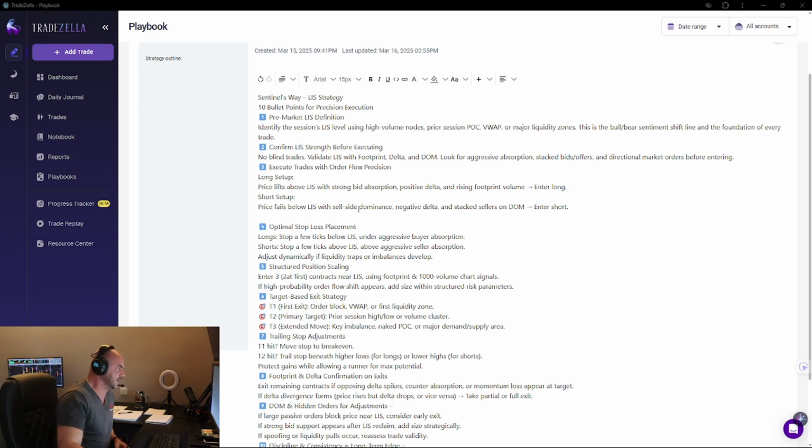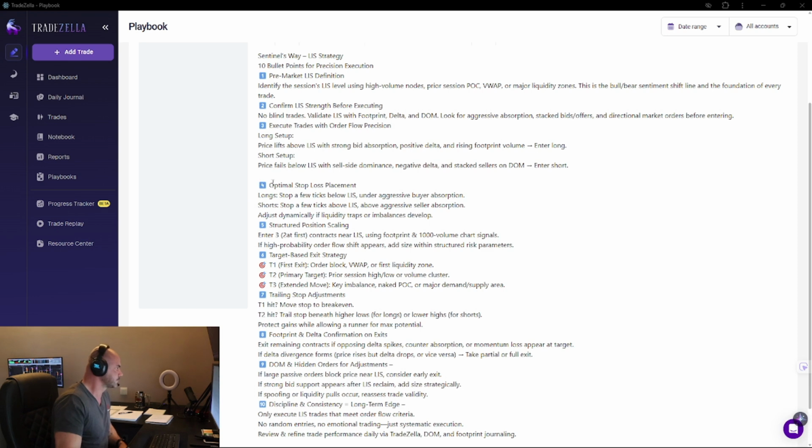For a short setup, exactly the same. We go below the line in the sand. We have sell side dominance, which means sell imbalances, negative delta, stacked sellers on the DOM, then we enter short. For our optimal stop loss placement.